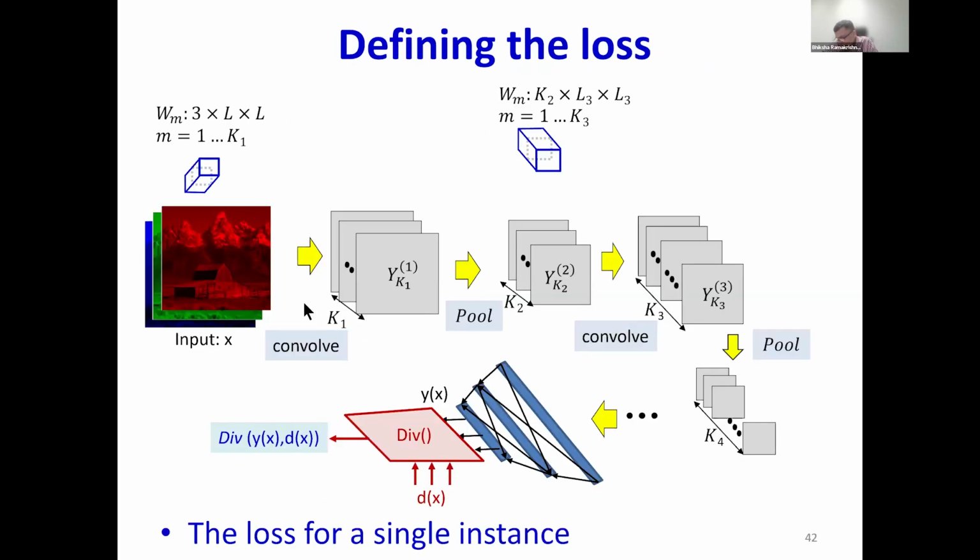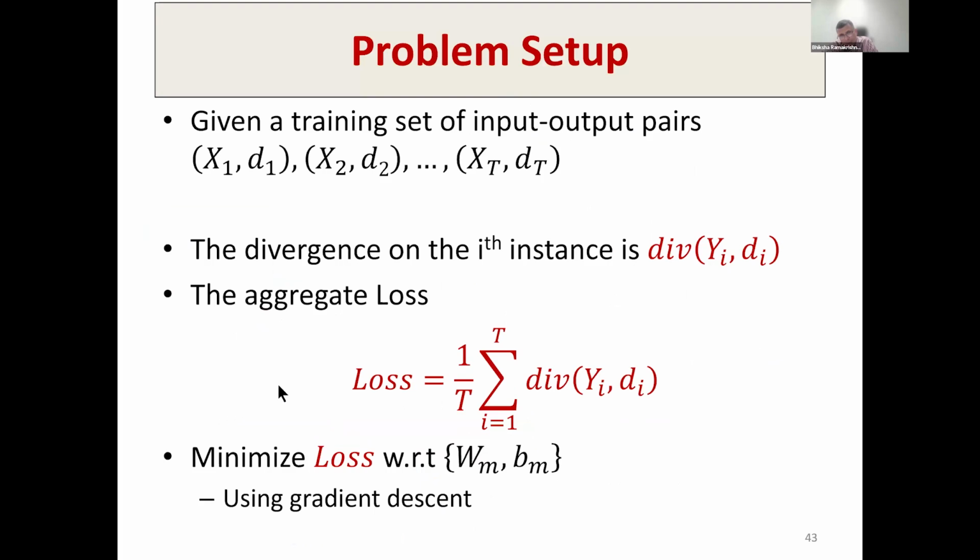So here again, for any individual instance, you pass the instance through the network. There would be an output. There's going to be a desired output for that input. You can compute a divergence between the two. And so this is the divergence or the loss for a single instance. The overall loss is going to be the average of this divergence for the entire training set.